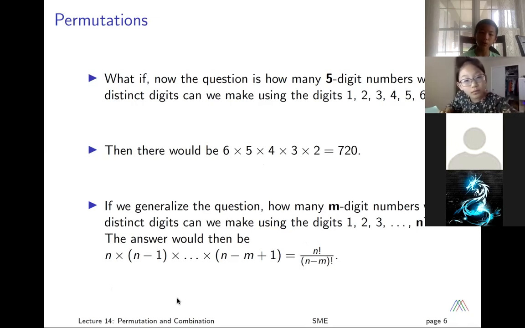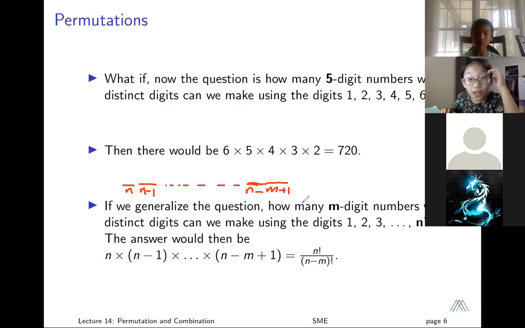So for the first digit, we would have n possible choices. For the next, we had n minus 1, right? Now this goes on until you get to the last one. And because this is an m-digit number, in total, there are m of these digits here. So using some math, you can find out that this is n minus m plus 1 possible choices.